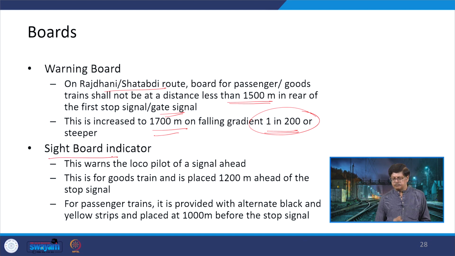Another one is the sideboard indicator. This sideboard indicator warns the loco pilot of a signal ahead. This is for the goods train. It is placed 1200 meters ahead of the stop signal. So, for passenger trains, it is provided with alternate black and yellow strips and placed at 1000 meters before the stop signal.